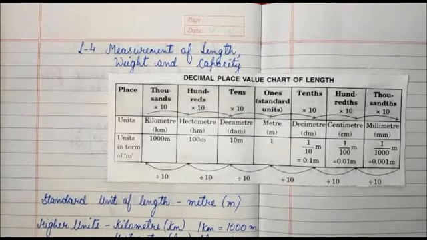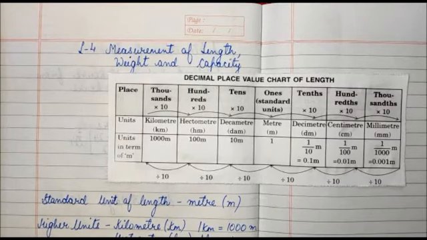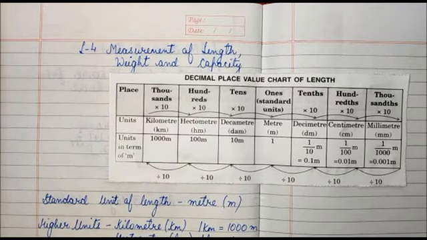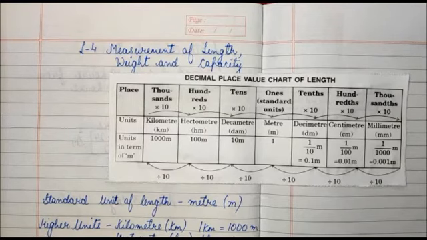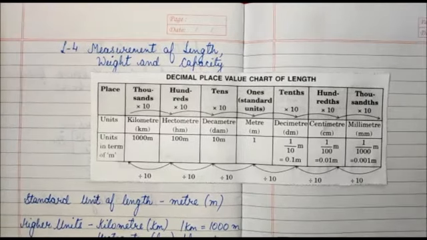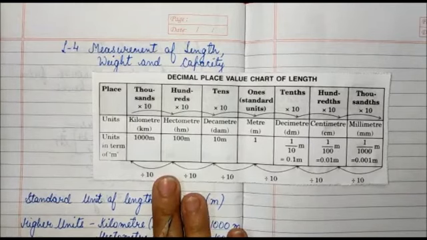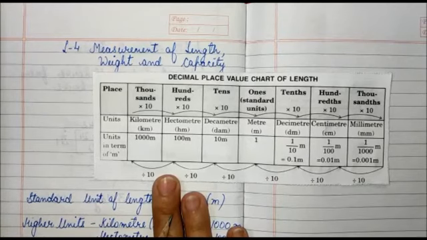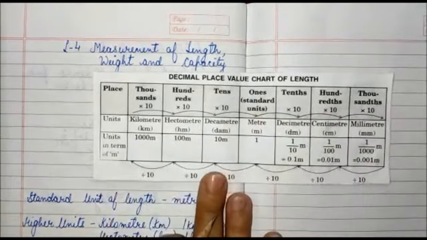I have made this new video to explain a new chapter that we have already started in an online class. Chapter number 4, measurement of length, weight and capacity. In this first video of the same chapter, I am going to explain the measurement of length. You can see here I have this chart. This chart is going to help you understand the place value of the different units of length. Firstly, let me explain this particular chart.